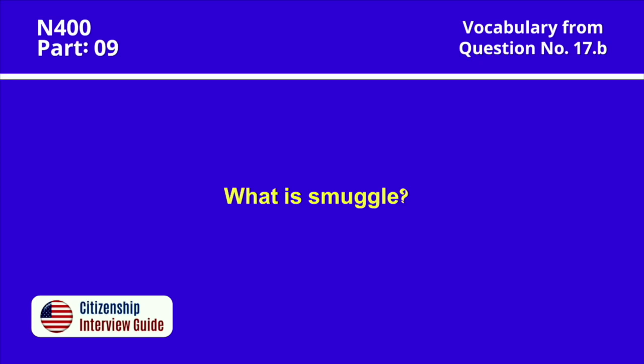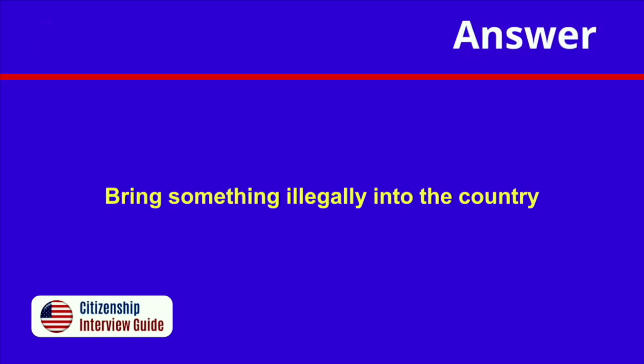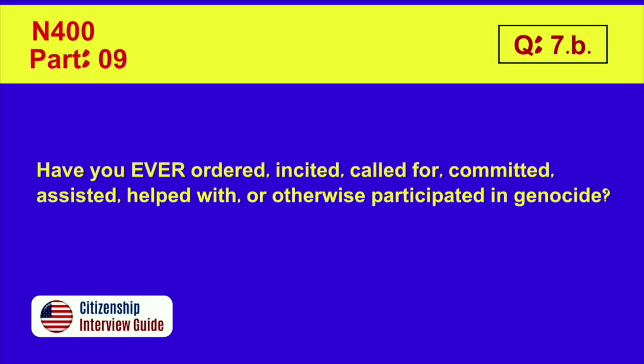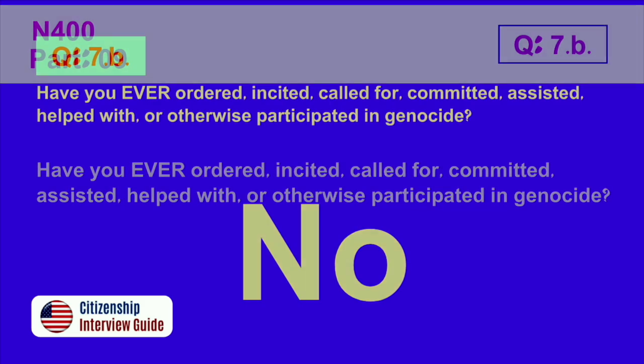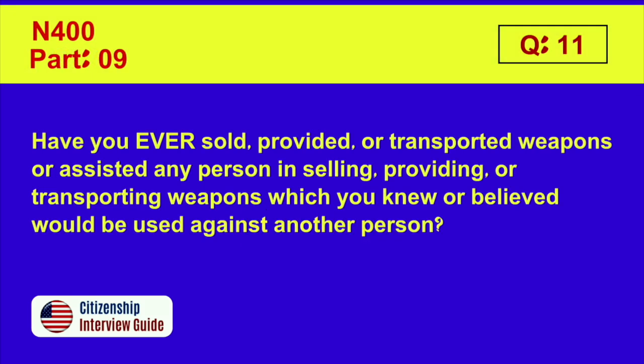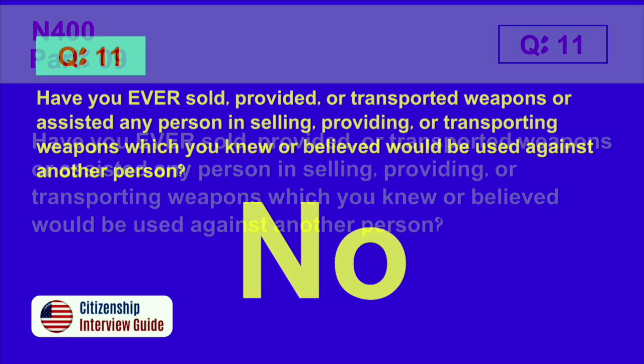What is smuggle? Bring something illegally into the country. Have you ever ordered, incited, called for, committed, assisted, helped with, or otherwise participated in genocide? No. Have you ever sold, provided, or transported weapons, or assisted any person in selling, providing, or transporting weapons which you knew or believed would be used against another person? No.